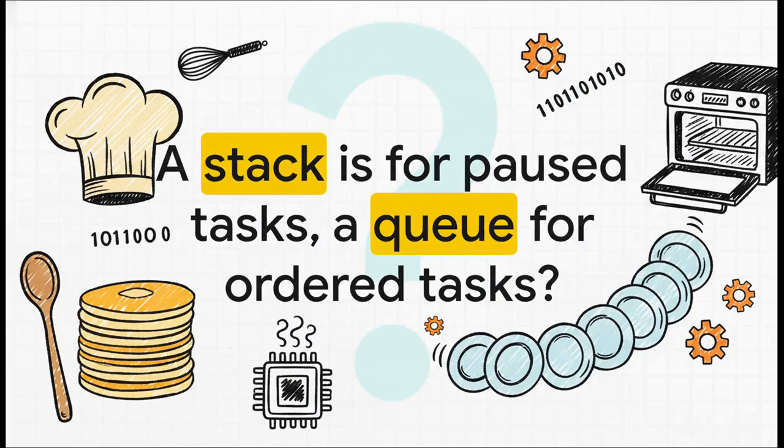Yes, that is a brilliant way to put it. You've nailed the use case. A stack is perfect for when you get interrupted and need to remember where you were. A queue is perfect for fairly processing a list of jobs, one by one.